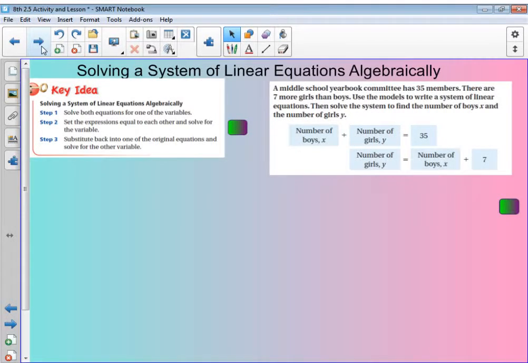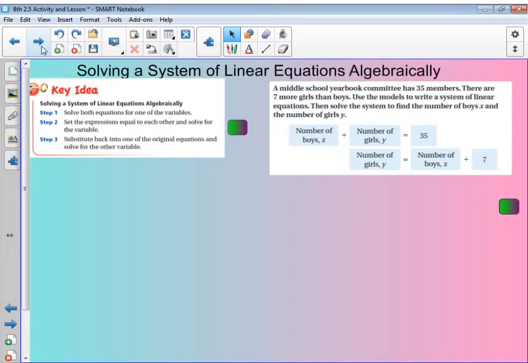Solving systems of linear equations algebraically, first of all, if they give us a model type, we have to first go through and actually work through to get our model into an equation type format. So we're going to start by doing that, and then we're going to go through these steps that are on the left-hand side of the screen and show how we can actually solve a system of linear equations algebraically.